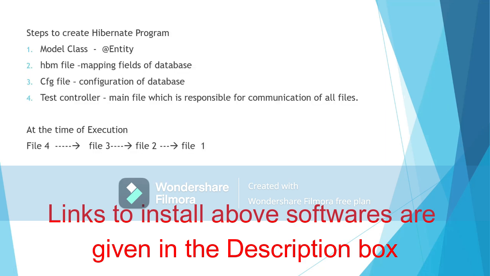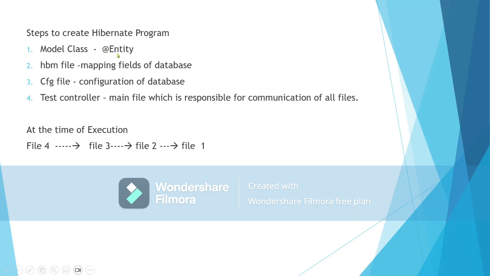So what we are going to do here, first step, we are going to create model class. In this, we'll give all the entity annotations. So next, we will create the HBM file, which is used for mapping the fields of databases. Next, we are going to create configuration file, which contains the configuration of database. And finally, we'll create the test controller. It is a main file which is responsible for the communication of all the files.